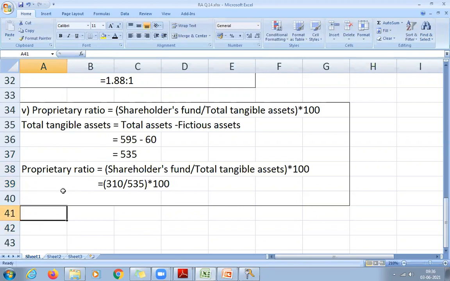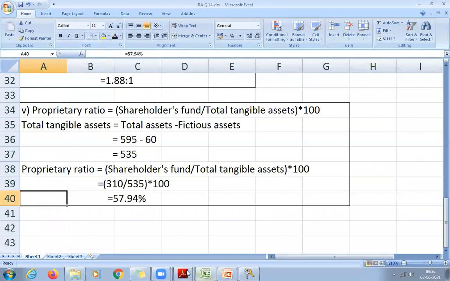57.94%. Yeah, 57.94%. Okay, others, how much are you getting? Same, sir. Yeah, all of you got 57.94%. Sir, do we write the proprietary ratio in percentage, because it's not mentioned in the formula?